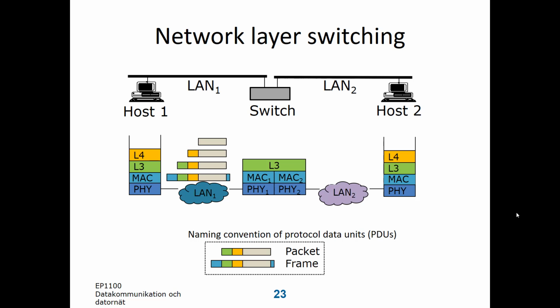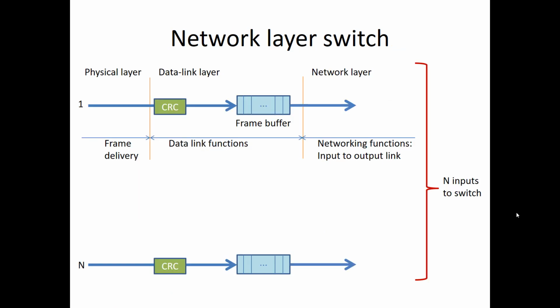So now we will look at the switch between these two LANs if the switching function is done at layer 3 rather than layer 2 as before. So we have a similar structure on the input side as before. We have the physical layer which is terminating, we have a data link layer which checks frames and puts correct frames in the frame buffer and of course acknowledges them back to the sender. And now the network layer starts after the data link protocol has been terminated. And we look at the functions from input to output link.